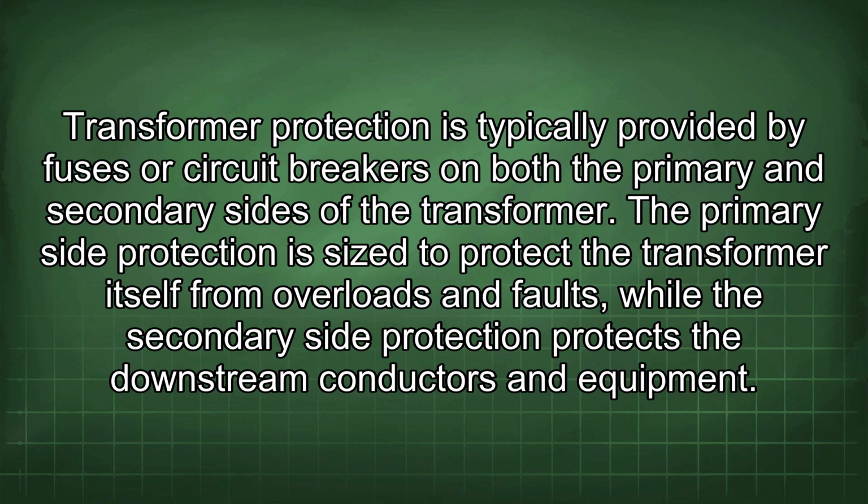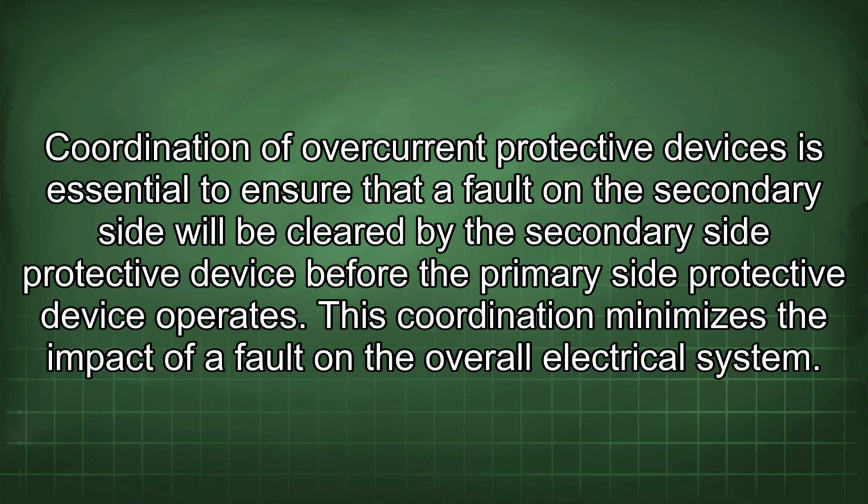Transformer protection is typically provided by fuses or circuit breakers on both the primary and secondary sides of the transformer. The primary side protection is sized to protect the transformer itself from overloads and faults, while the secondary side protection protects the downstream conductors and equipment. Coordination of overcurrent protective devices is essential to ensure that a fault on the secondary side will be cleared by the secondary side protective device before the primary side protective device operates. This coordination minimizes the impact of a fault on the overall electrical system.